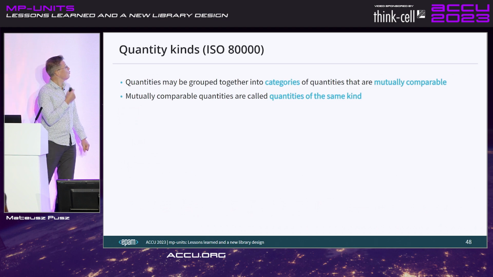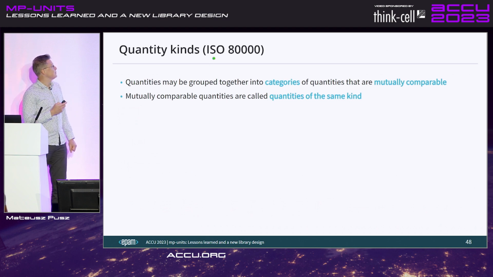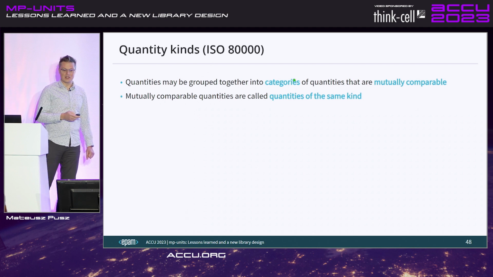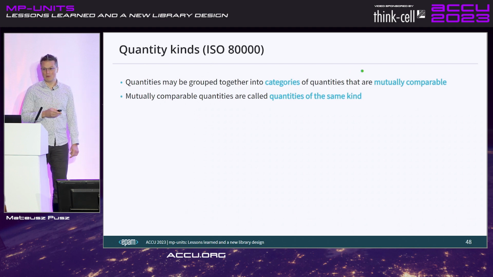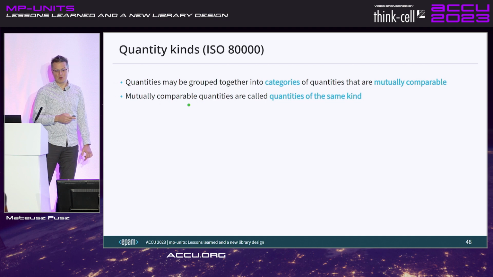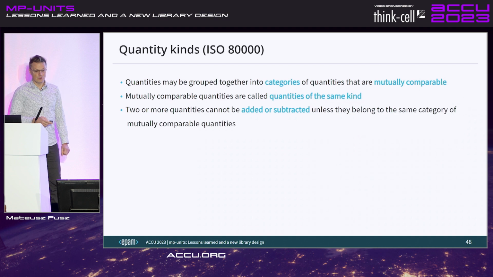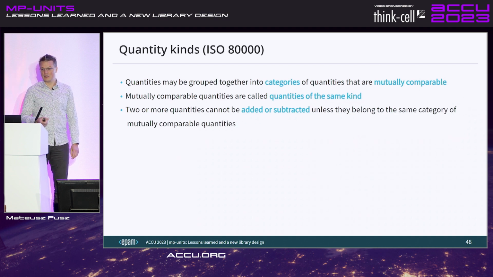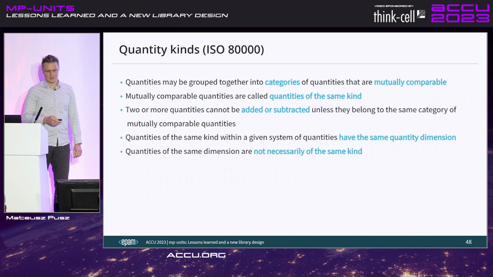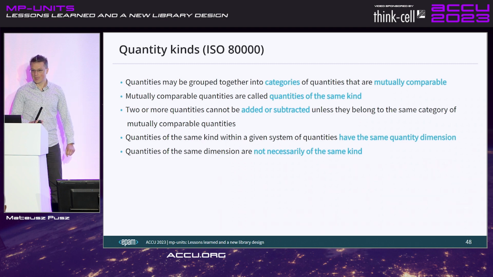So, what are quantity kinds? ISO 80000 says explicitly that quantities may be grouped together into categories of quantities that are mutually comparable, and says explicitly that mutually comparable quantities are called quantities of the same kind. 2 or more quantities cannot be added or subtracted unless they belong to the same category of comparable quantities. Quantities of the same kind within the given system of quantities have the same quantity dimension. However, quantities with the same dimension are not necessarily of the same kind.